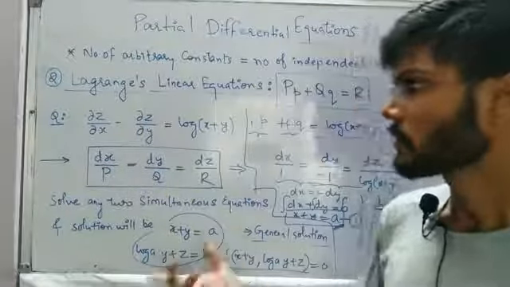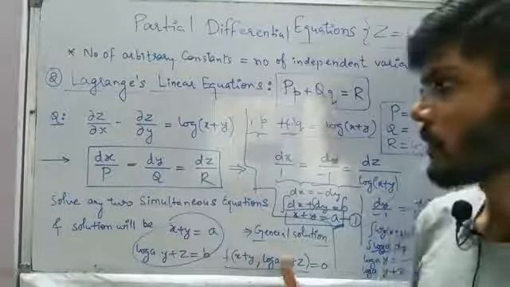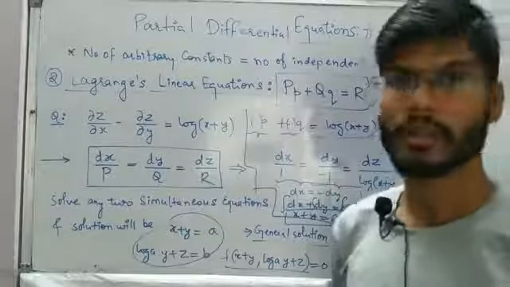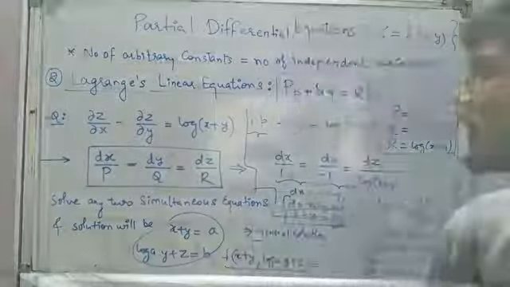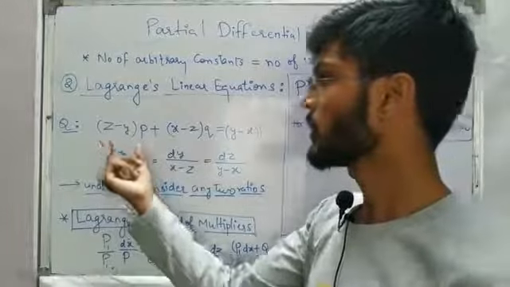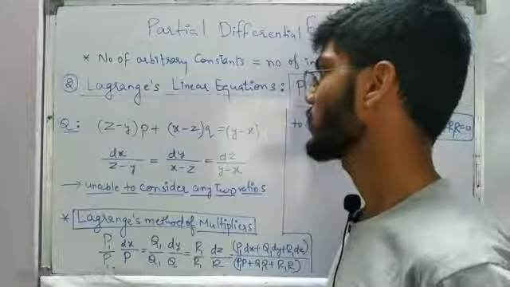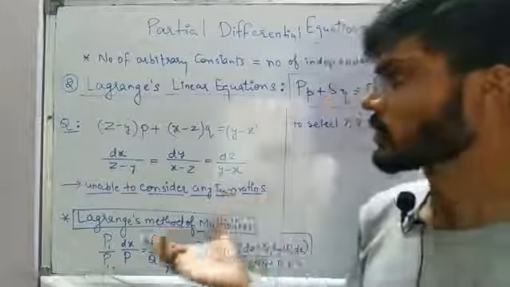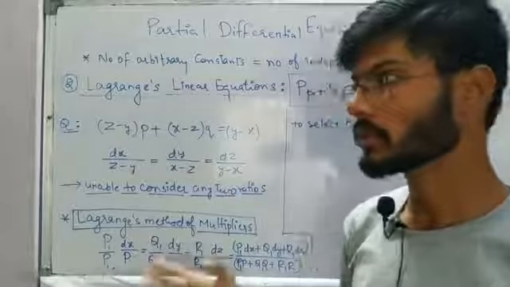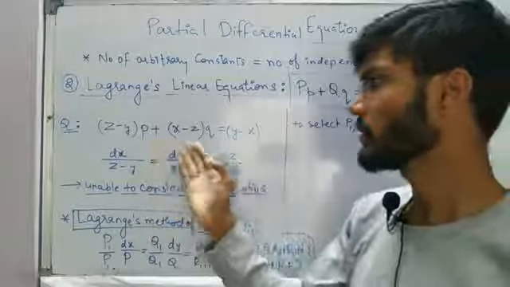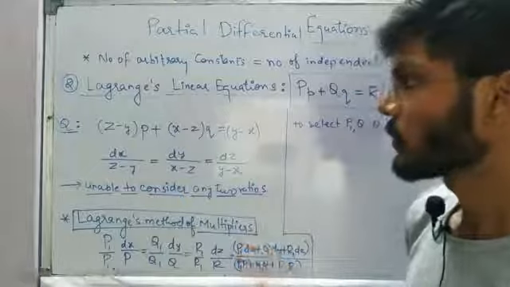So let us solve one more problem so that we can make our concept a little more compact. Now we are given the problem: z minus y into p plus x minus z into q is equal to y minus x. So we are not given in terms of dou z by dou x or dou z by dou y, we are directly given in terms of small p and small q itself.